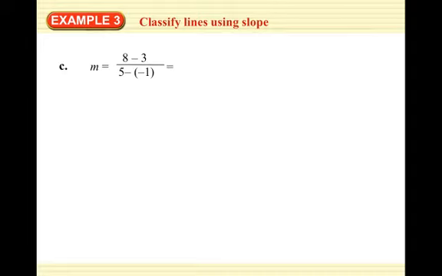Okay, for C, we've got 8 minus 3 over 5 minus negative 1. So that's going to give you 5 over 6, which is positive, so the line rises. Because m is greater than 0, that's another way of saying m is positive, the line rises.